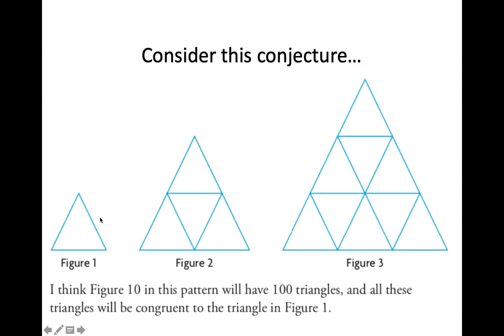If you consider this one, and we did this one in class, we're looking at figure 1, figure 2, figure 3. If I made the conjecture, I think figure 10 in this pattern will have 100 triangles, and all these triangles will be congruent to the triangle in figure 1. Stop and consider what I'm saying and see if you can sort out what this means. People saw this in varying ways in order to be able to do it.